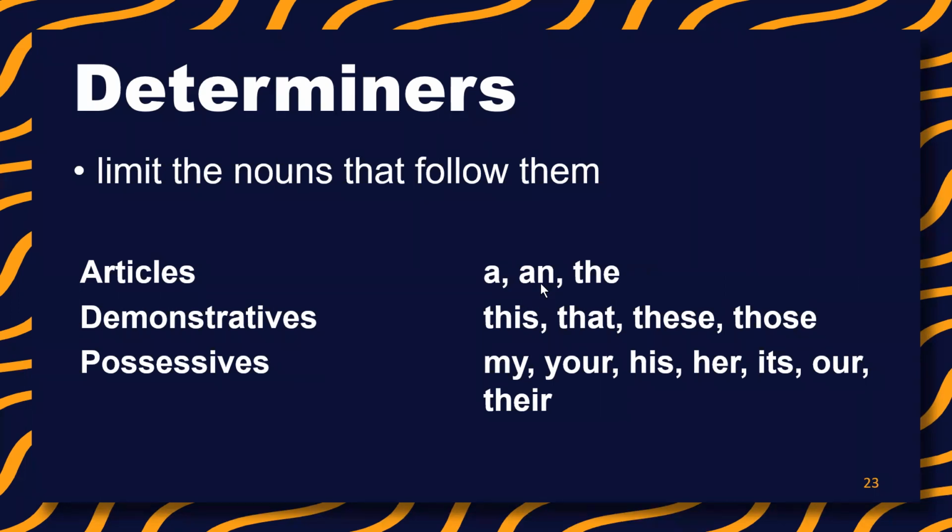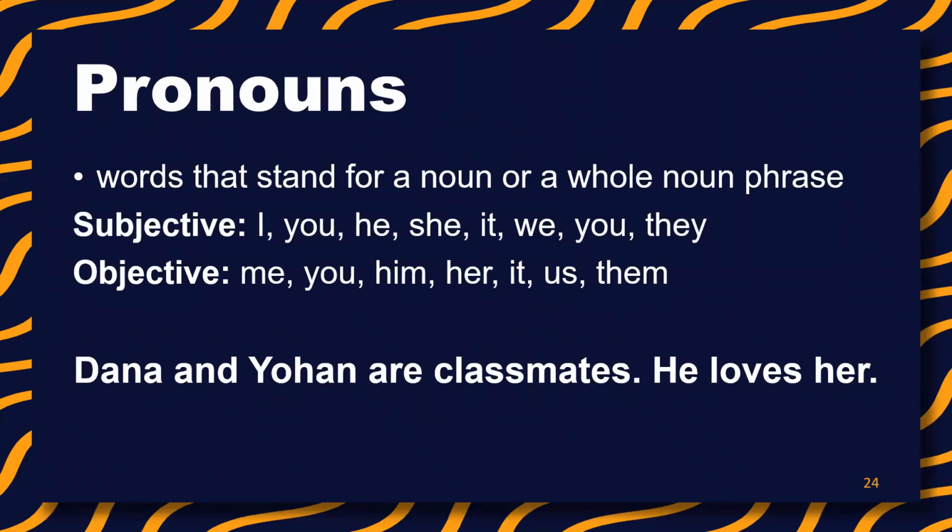That's the difference between the different demonstratives or determiners rather. Next, we have your pronouns. So for pronouns, these are words that stand for a noun or a whole noun phrase. For example, we have your subjective and objective na pronouns. So you can see it there. Your I, you, he, she, it, we, you, they. And the objective forms of those pronouns are me, you, him, her, it, us, and them.